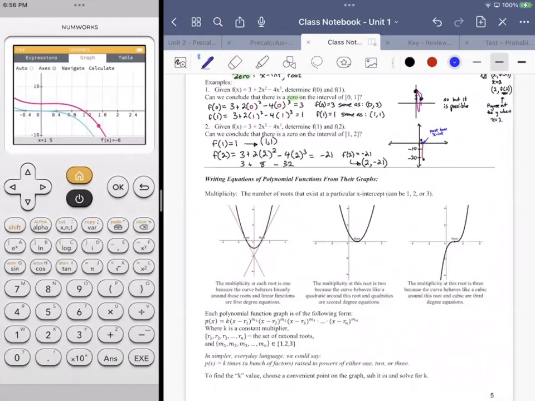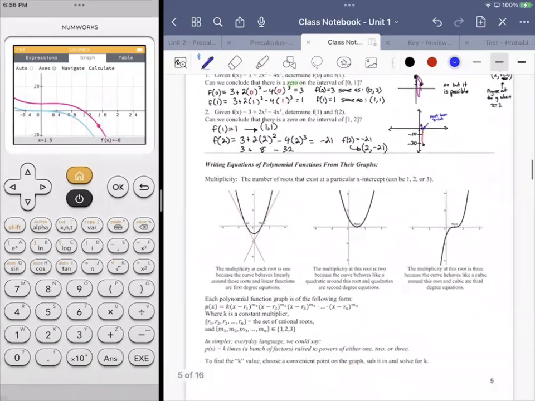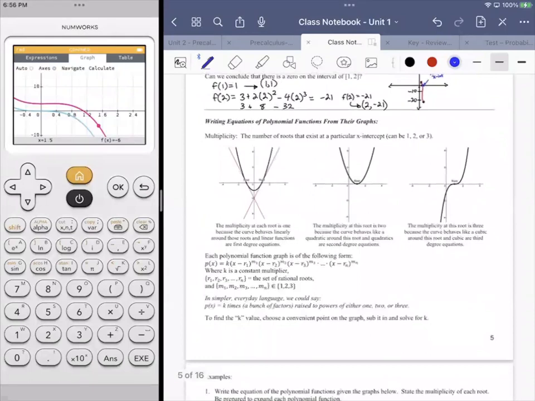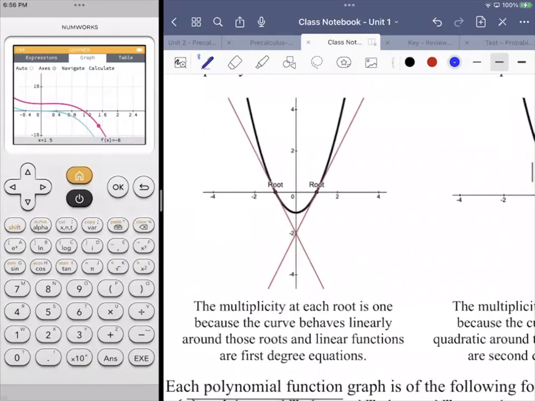Multiplicity, fun word. I mean, that's all I have to say about that. It's just a fun word. You say multiplicity, you get people's attention, right? But when you're talking about polynomial functions, we have 3 types of multiplicity. One is a linear multiplicity. So the behavior of a graph around the root will either be, and you could have multiple roots.